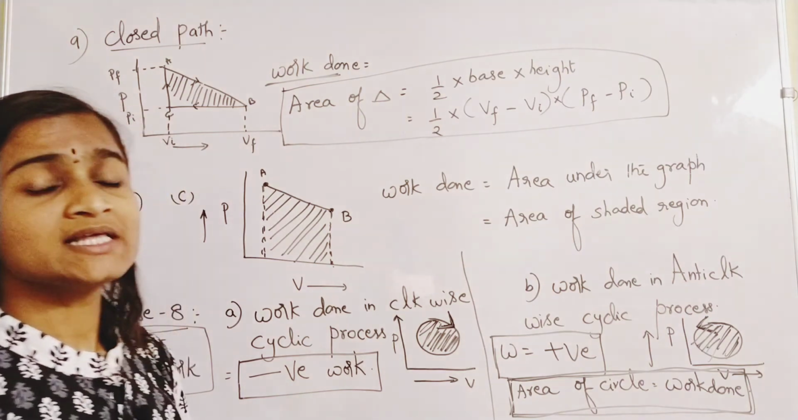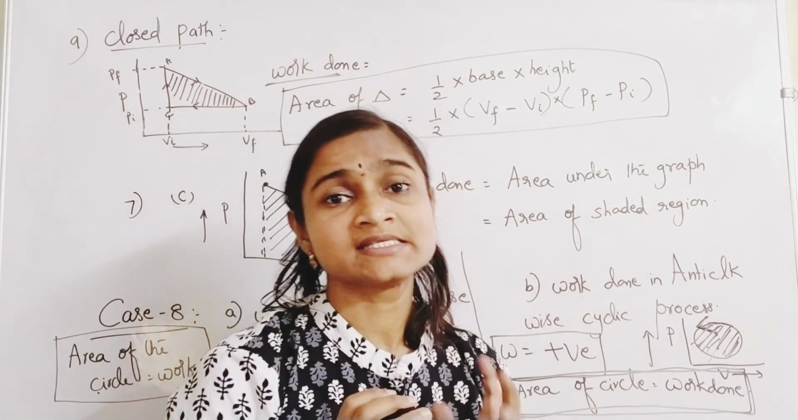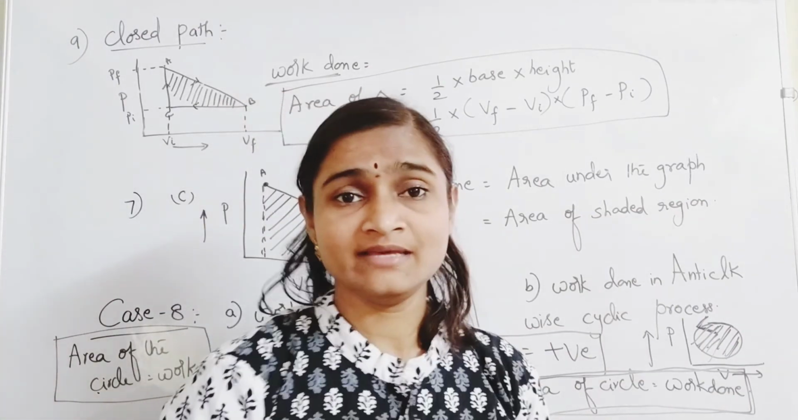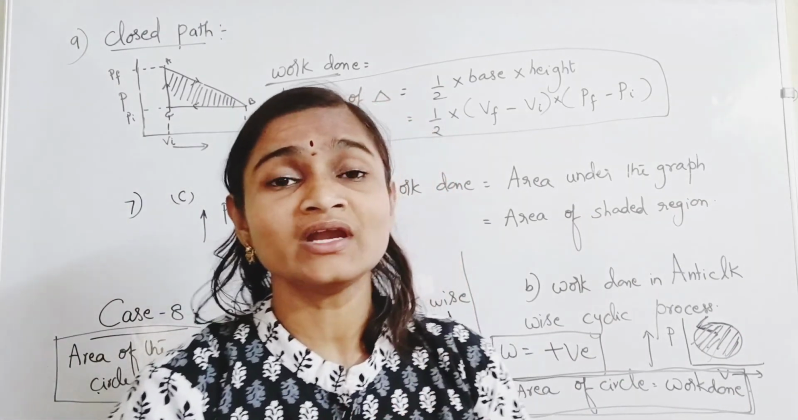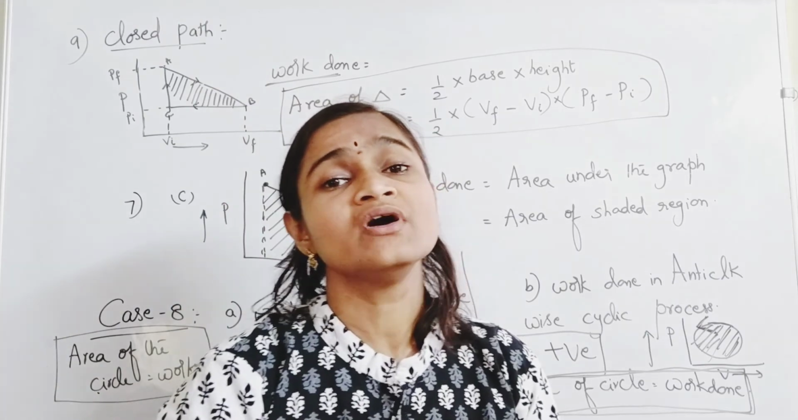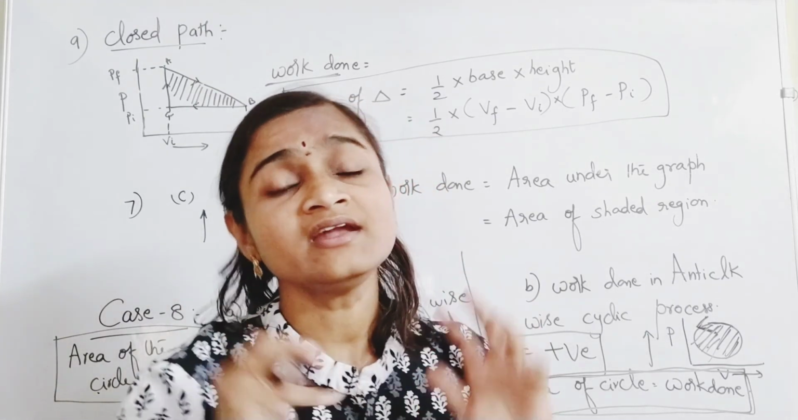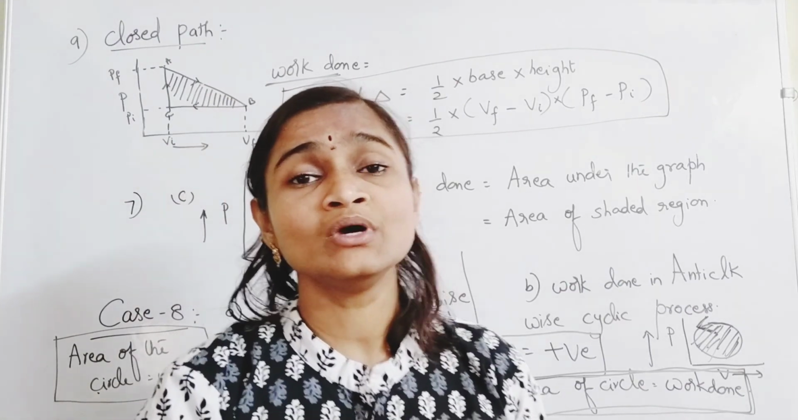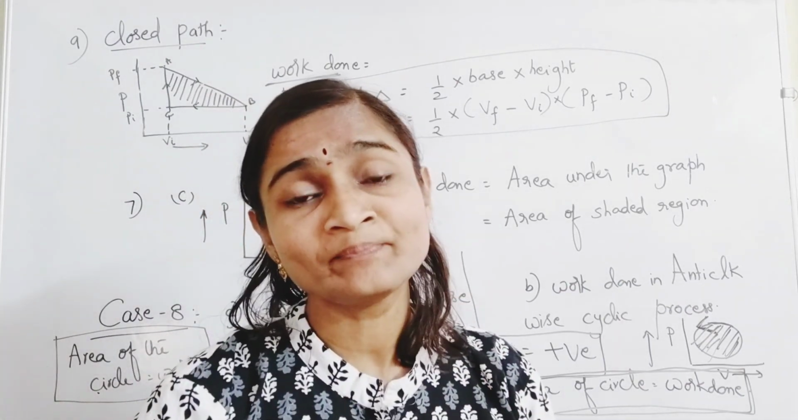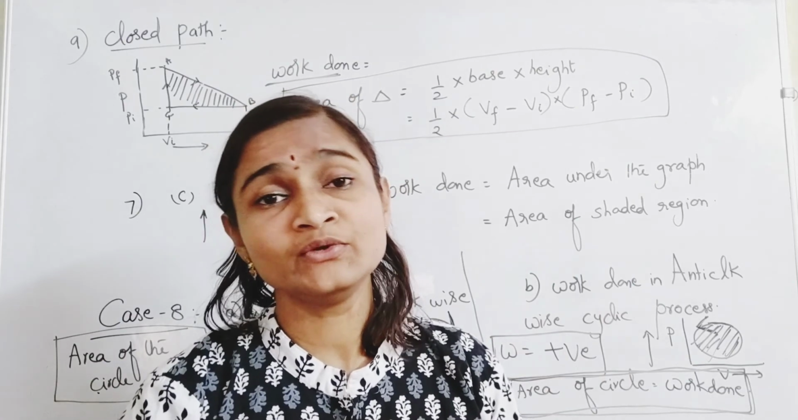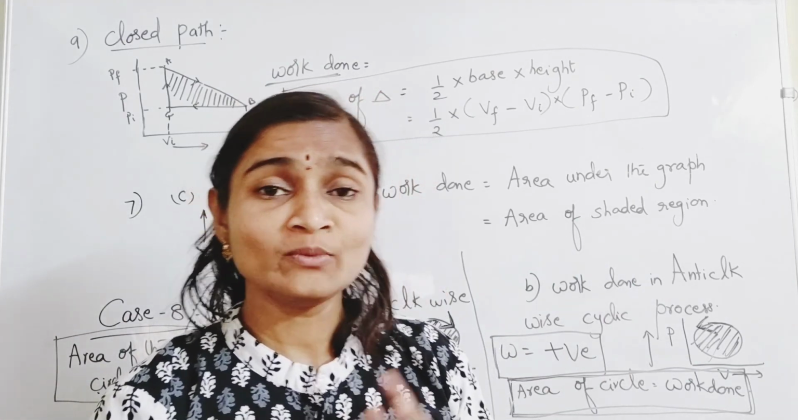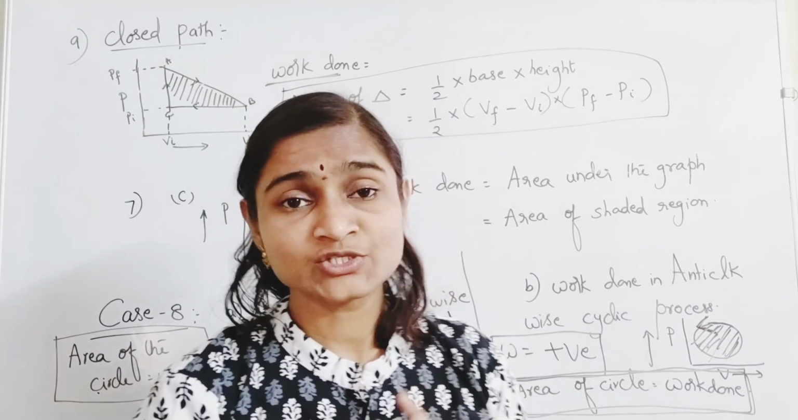So like this you have different cases where the work done can be calculated graphically. This is what you call the graphical representation of work done in different cases. In the next video I'll deal with the numerical part based on the formula W is equal to minus P external into delta V.